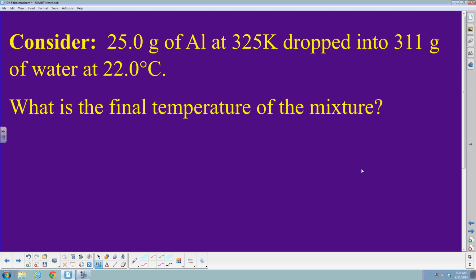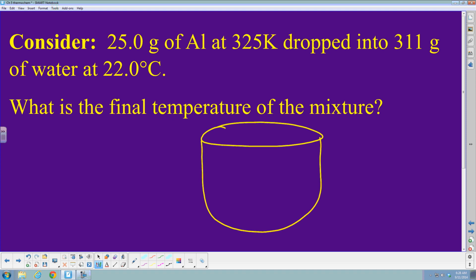I have two bodies, right? I have aluminum and I have water. I always like drawing a picture here to help me better understand things. So here we go. I've got some water in here, right? How much water do I have? It says I have 311 grams of water. So this is my mass of W, we'll call it. Good. It says that it is dropped into water at 22 degrees Celsius. Okay, so that means my T initial for water is equal to 22.0 degrees Celsius.